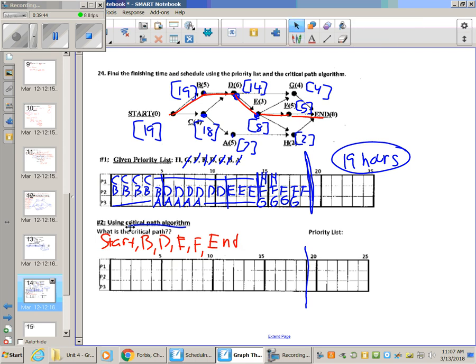So we use those critical times and list our priority list in the order of those critical times. Okay, highest to lowest. The highest being B with 19, all the way down to the lowest H with 2. So that would be B, C, D, E, A, F, G, H. Okay.